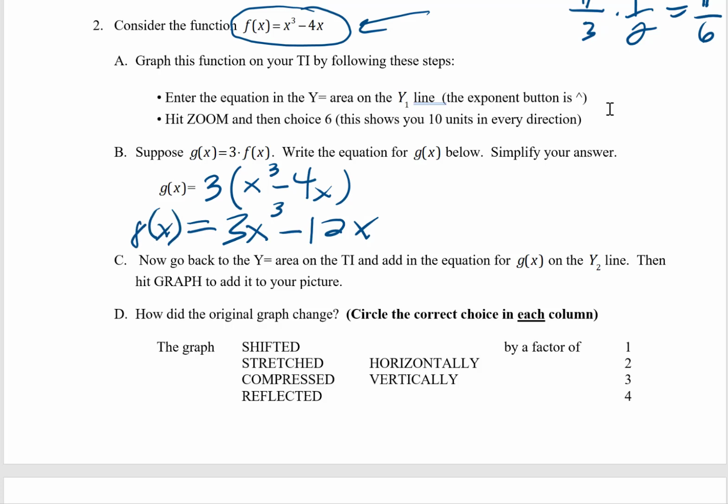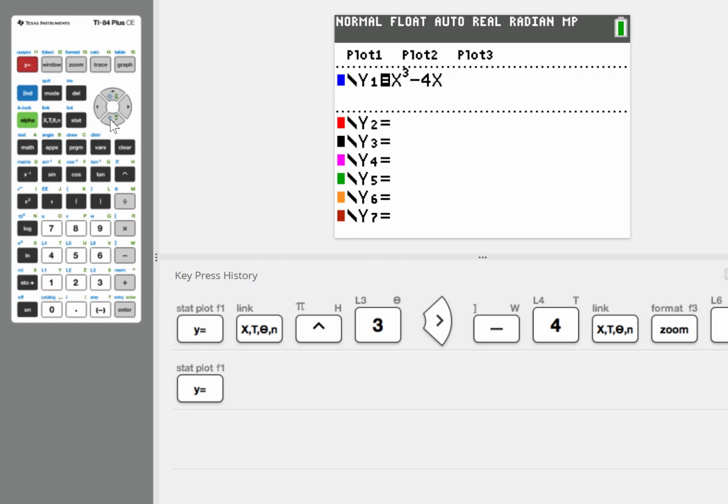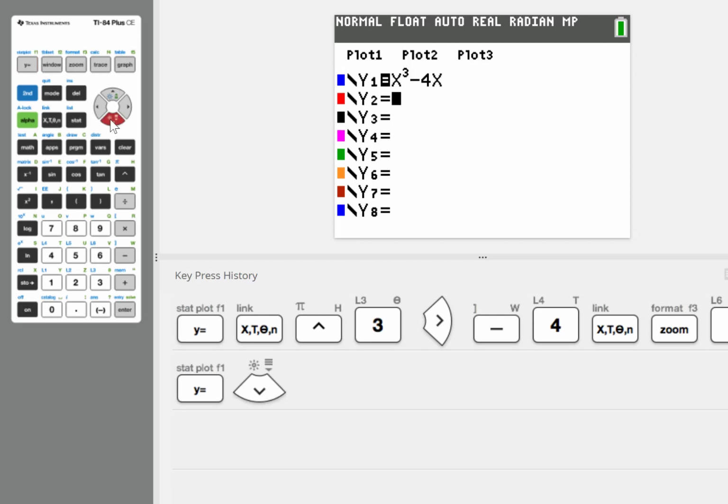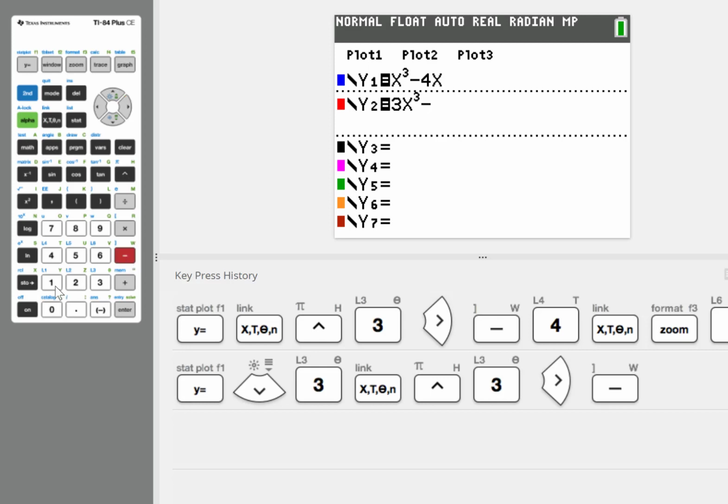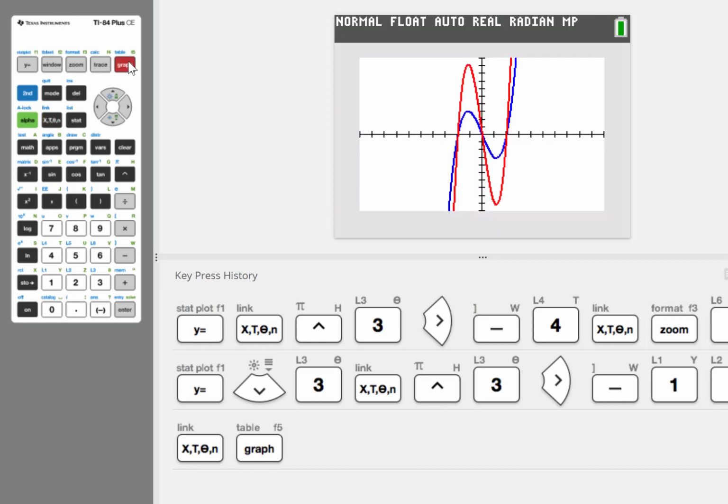And now I'm supposed to go back to the calculator and add this into the picture. Once we get it in there, we will want to figure out how did the original graph change. So let's take a look. So going back to my y equals, I'll go down to the y2 line and type in 3x cubed minus 12x. On this calculator, the first graph will come up in blue and the second one in red. I don't have to hit zoom 6 again. I can just hit graph to take me back to that same window. There's the blue graph, and then there's the red graph that we just added in.